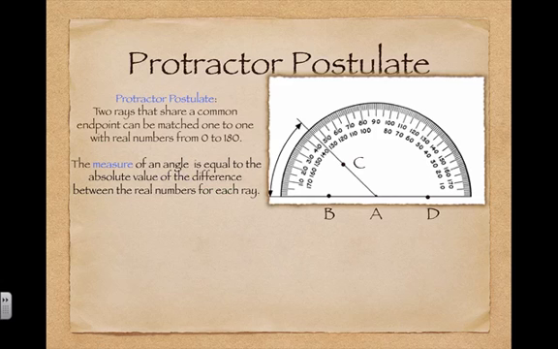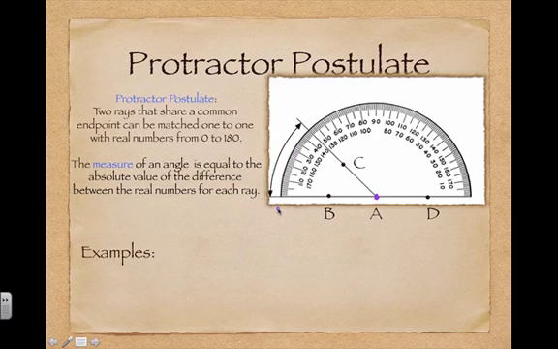So now we're going to go on to another postulate. This is very similar to our ruler postulate. And this postulate says that two rays that share a common endpoint can be matched 1-to-1 with real numbers from 0 to 180. The measure of the angle is equal to the absolute value of the difference between the real numbers of each ray. Okay, again, just like our segment addition postulate, this has a lot of words. What this is saying is that we can simply measure an angle by placing its vertex in the center of the protractor, lining up the sides, and subtracting the two numbers to get that angle measure.